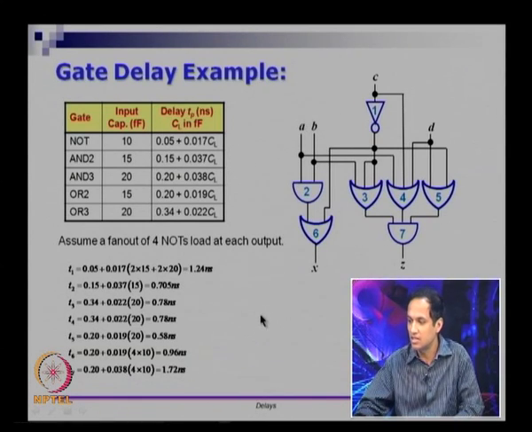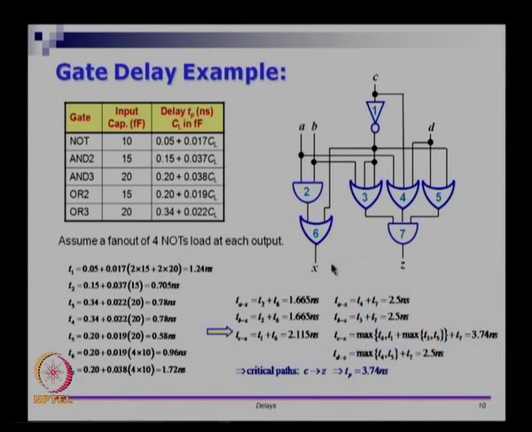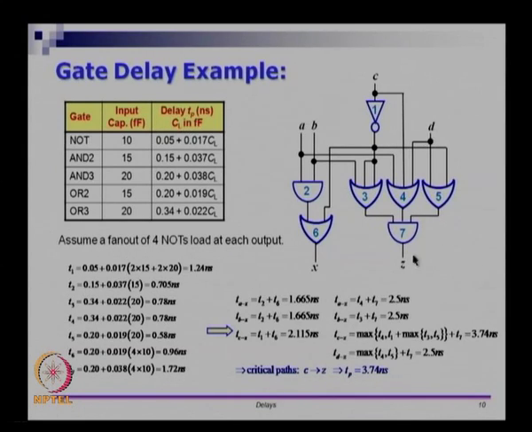If I want the delay through the circuit itself, then there are several paths. There is a path from A to X, there are paths from B to X, then there is a path from C to Z, D to Z, then there is a path from A to Z, B to Z, and so on. There are several paths. For each of these paths, if I look at T of A to X, it is going through an AND gate and an OR gate. The delay of the AND gate is 0.705, the delay of gate number 6 is 0.96. So I will add 0.96 and 0.705, that gives me 1.665.